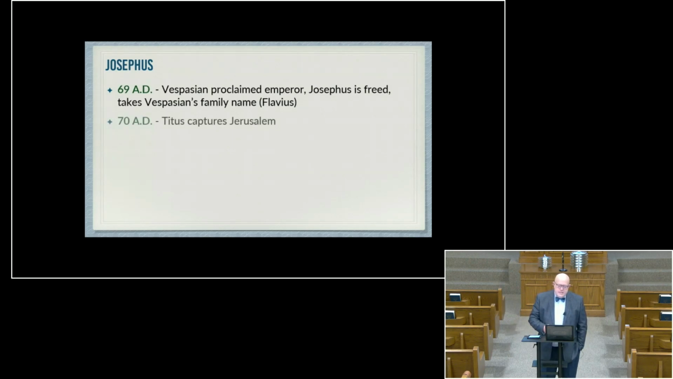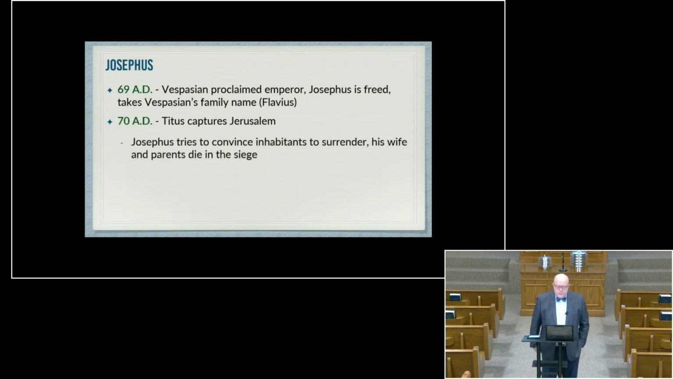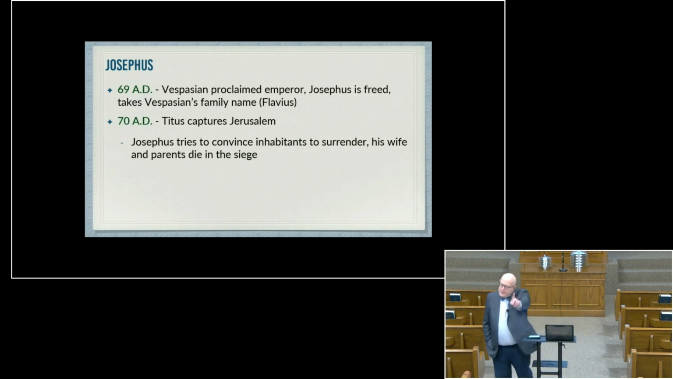In 70 AD, Titus, who is Vespasian's son, captures the city of Jerusalem. Josephus tries to convince the inhabitants to surrender. However, his wife and his parents die in the siege. I want you to think about that for just a second. Josephus is helping the Romans. His wife and his parents are inside the city of Jerusalem. They die in the siege. He's not able to convince these Jews to surrender.